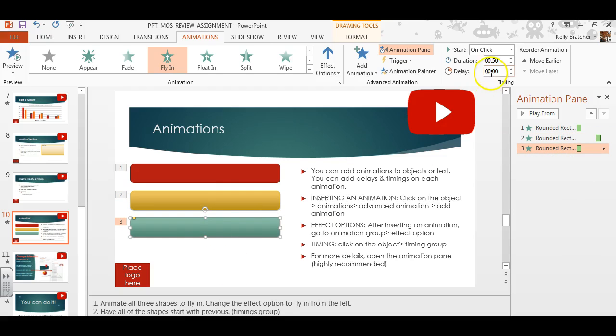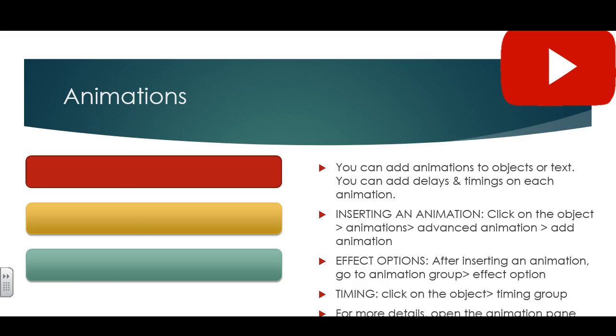I'll do the same thing for the green shape, except this time I want to delay it 3 seconds. I then don't want to have to click to make each of these play, so I'm going to change them to with previous. That way they automatically play without me having to click on them. And then when I go to play the show, they will fly in.